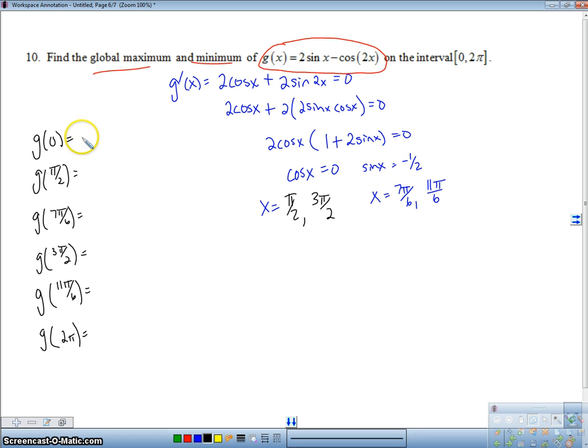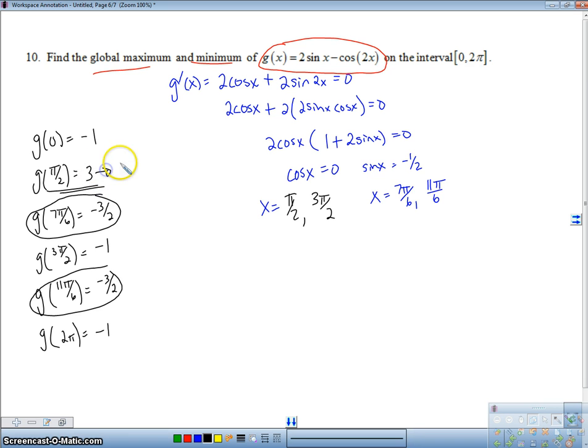So g of 0 is going to be negative 1. g of pi over 2, when we plug that in, we're going to get 3. g of 7 pi over 6 is negative 3 halves. g of 3 pi over 2 is going to be negative 1. g of 11 pi over 6 is going to be negative 3 halves. And g of 2 pi is going to be negative 1. So let's take a look at that. These seem to be the smallest, and this one seems to be the biggest.